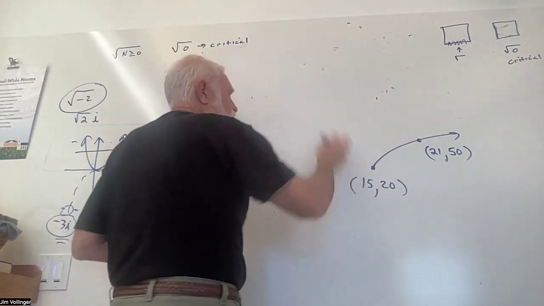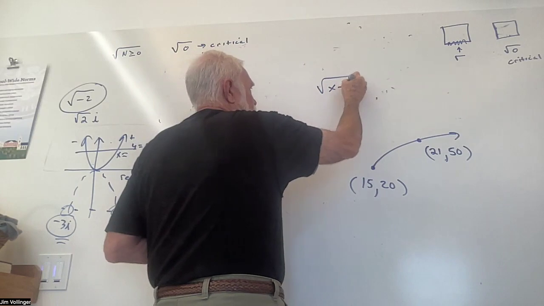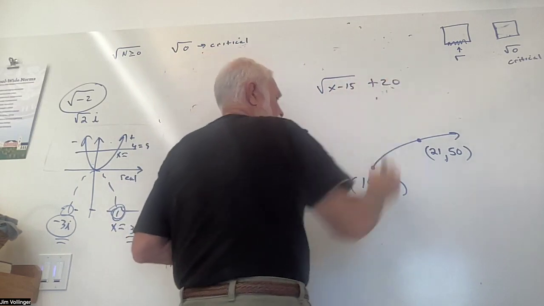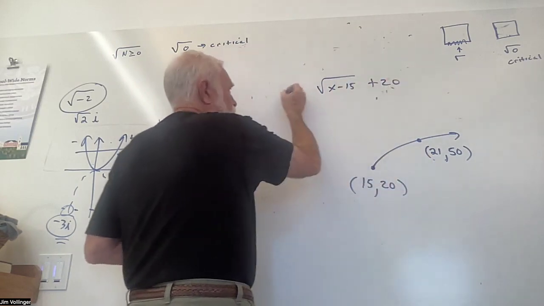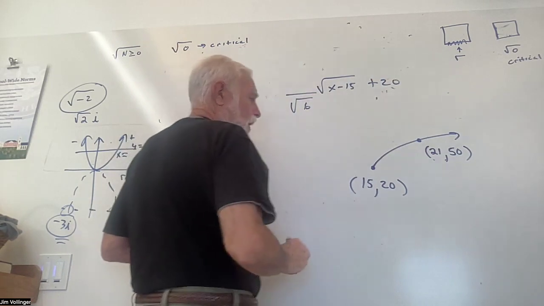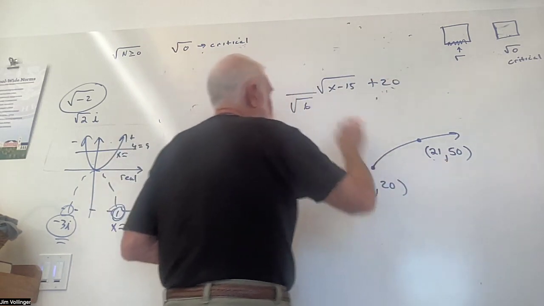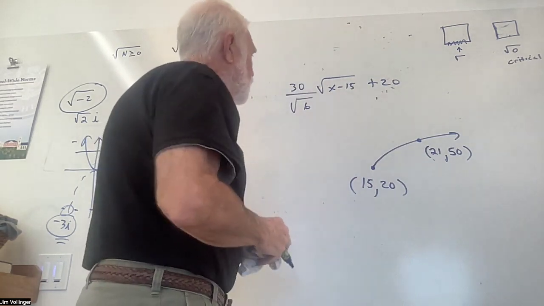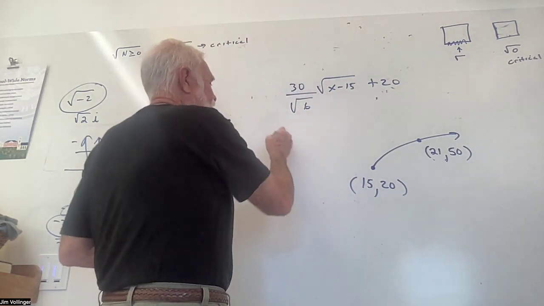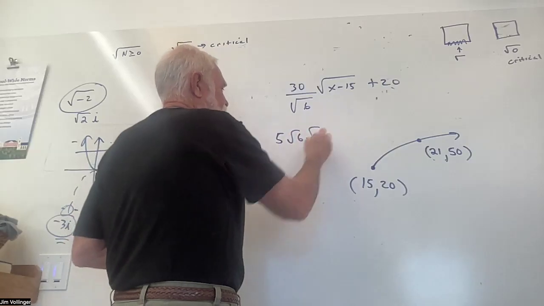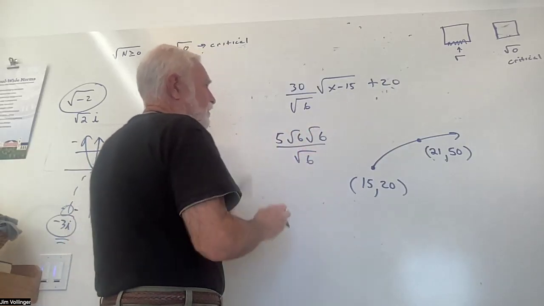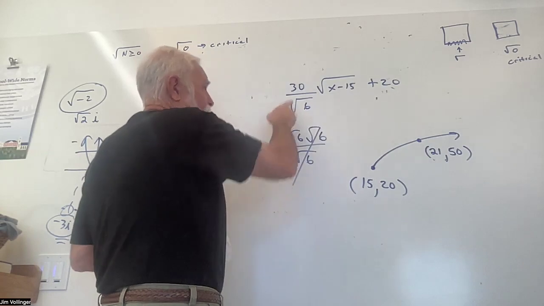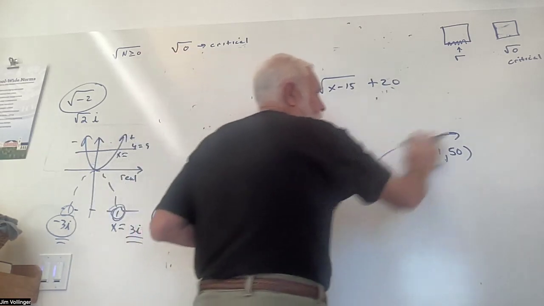10 seconds or less. Square root of x minus 15 plus 20. Square root change is square root of 6. And I don't want that change. I want to get from 20 to 50. I want to go up 30. Okay. 30 could have been written as 5 times root 6 divided by root 6. So that could have been written as 5 root 6 just for play.